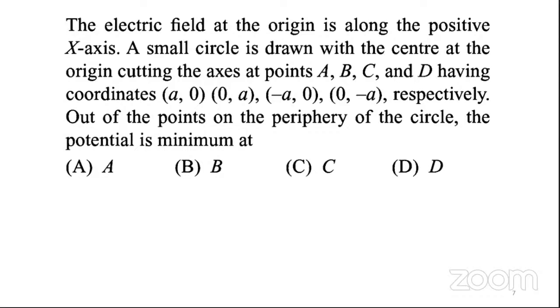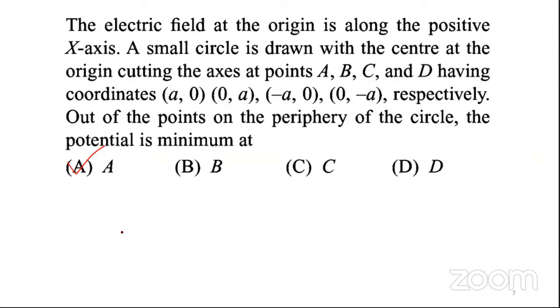Minus A comma 0. Minus A comma 0, which is... No, C, I guess. No, that is the wrong answer. Oh, minimum. Sorry, sorry. That's B. No, not B. I mean A. Sorry. Yes, A is the right answer.